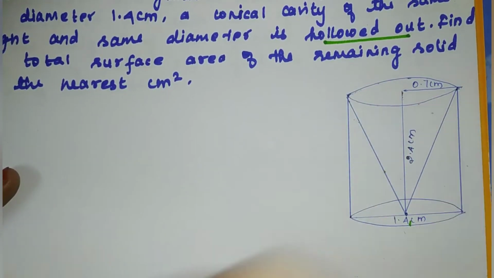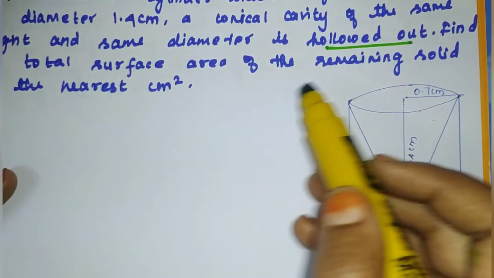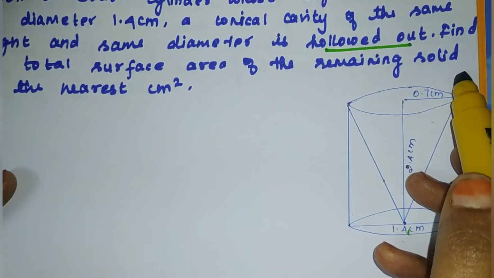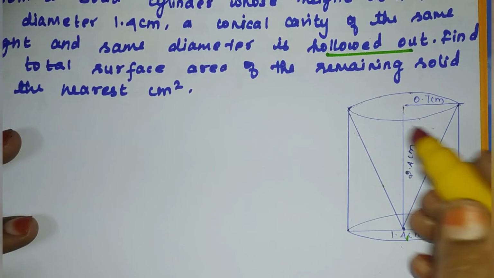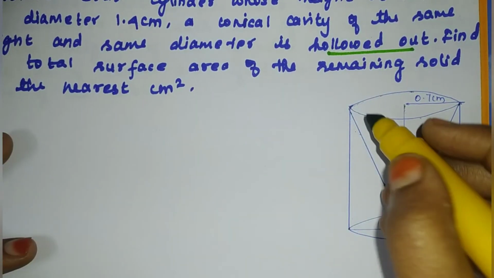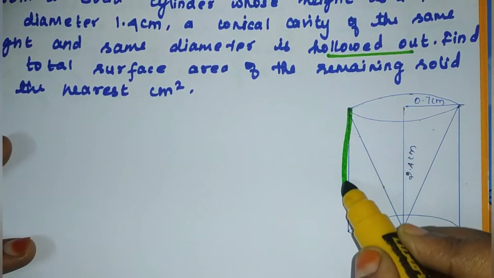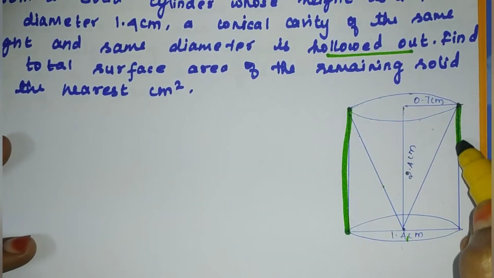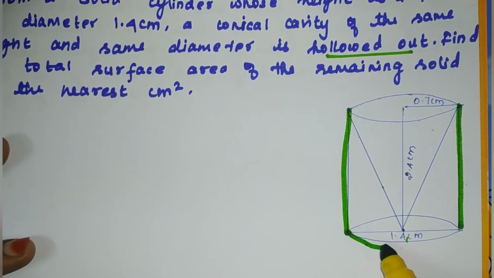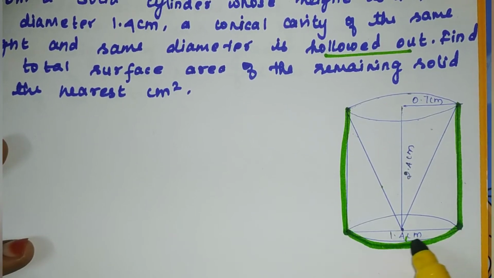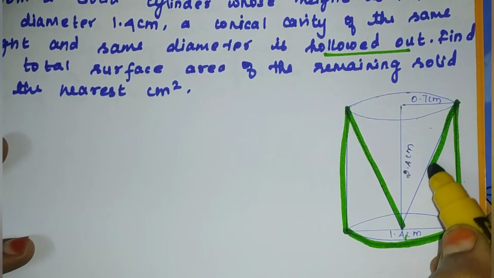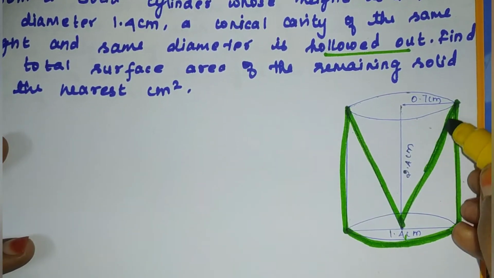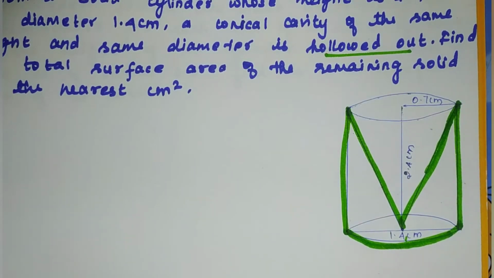We are going to take it out. Find the total surface area of the remaining solid to the nearest centimeter square. First, draw the total surface area of the remaining solid. First, this portion, and this portion. This is the total surface area of the remaining solid.